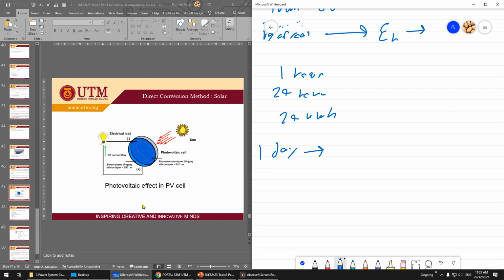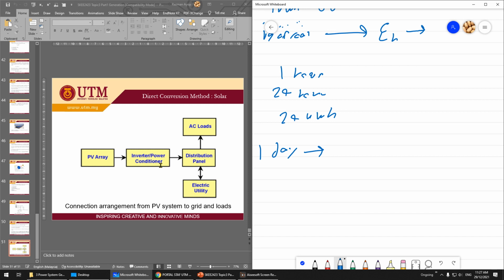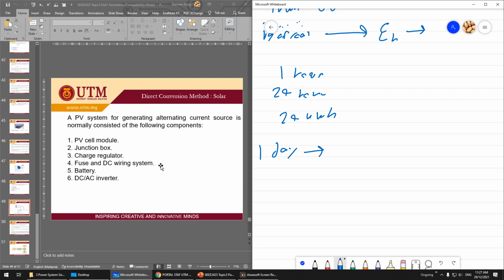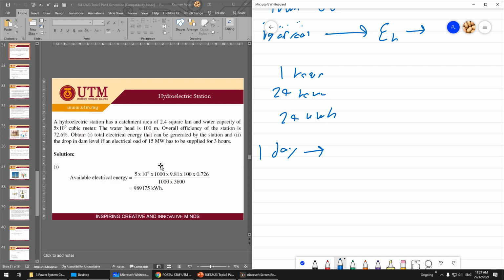Okay, for wind, no need to focus too much. Okay, wind, solar. Okay, so focus on the thermal and the hydroelectric.